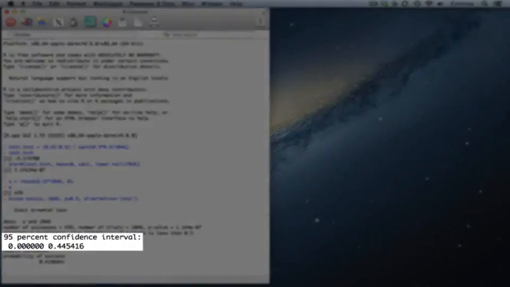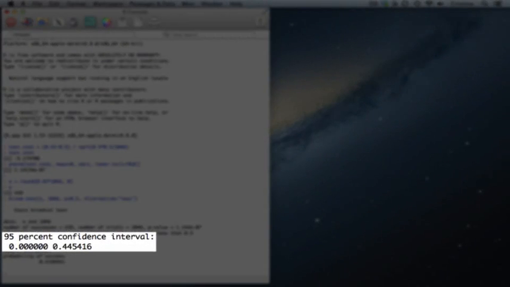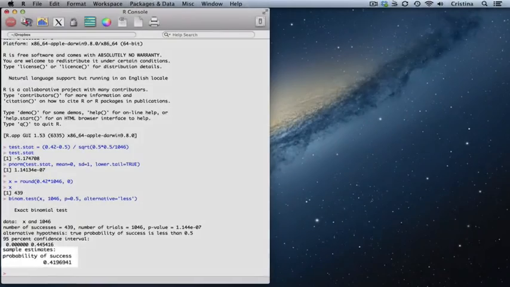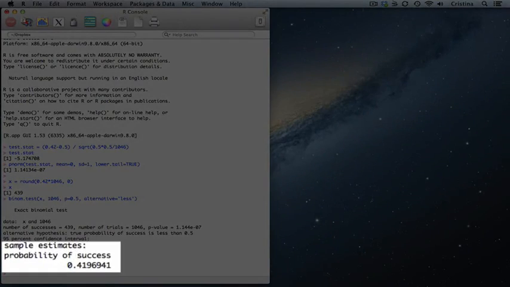We can also see a reported 95% confidence interval, but be careful because this confidence interval is a one-sided confidence interval, which we will not focus on. And lastly, we see the sample estimate for the probability of success, p-hat, which we started with.